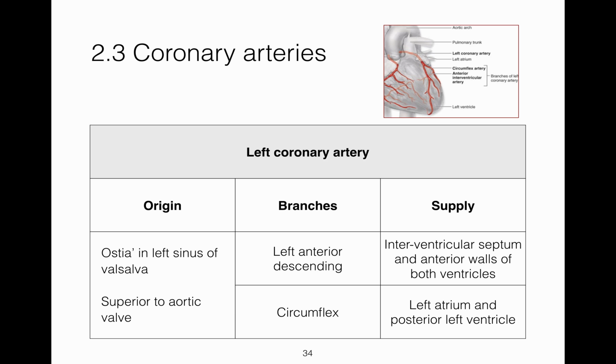The left coronary artery. Its origin, the ostia, is in the left sinus of Valsalva, which is superior to the aortic valve. It has two main branches, the left anterior descending and the left circumflex coronary artery. The left coronary artery and its branches supply the interventricular septum and anterior wall of both ventricles, and the left atrium and posterior left ventricle.